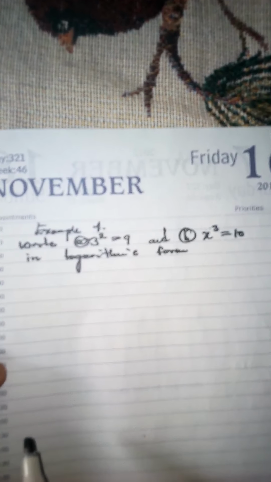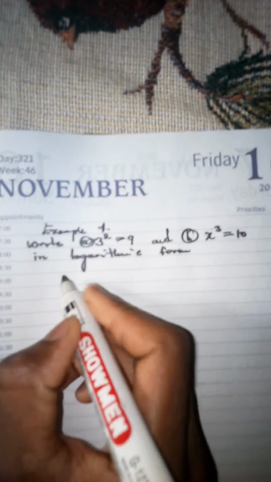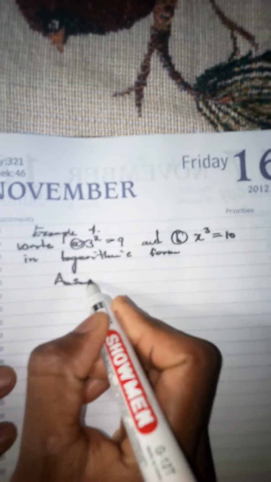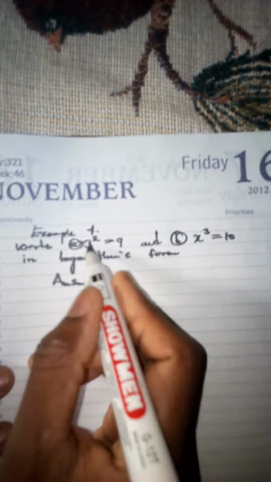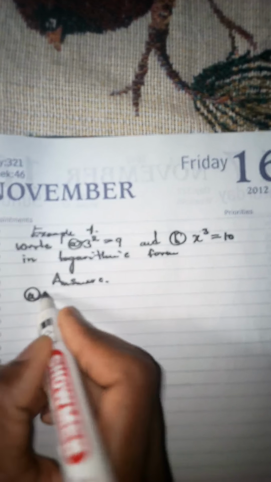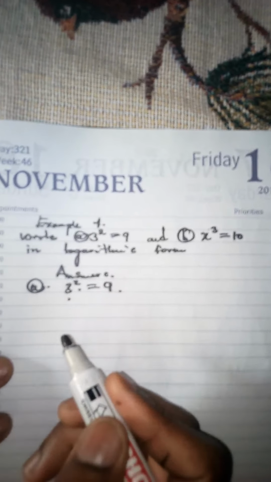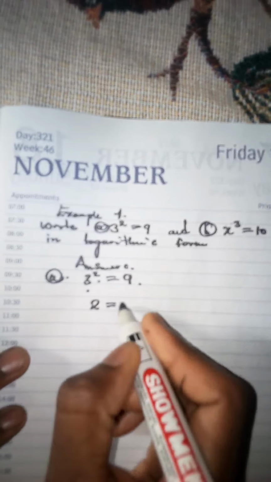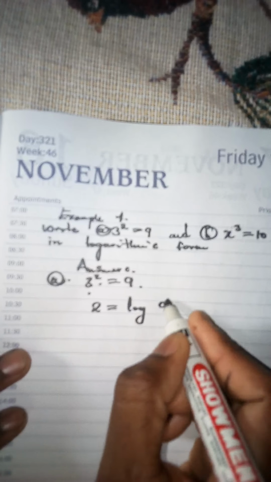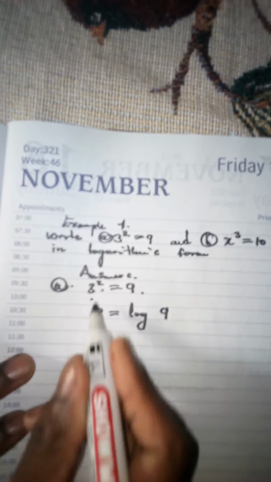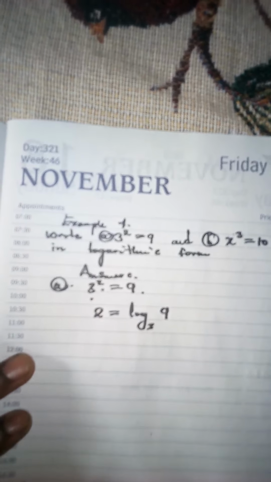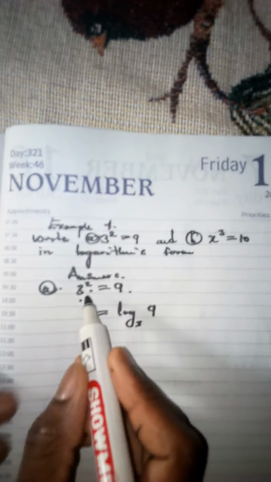Okay, so assuming you have paused the video, let's go to our answers. For a, it was 3 to the power 2 is equal to 9. We know that this is our index, and this is our base, and the index becomes the logarithm. So 2 is equal to the logarithm of 9 to the base. What's my base? My base is 3, like that. So I've expressed the exponential equation in logarithmic form.